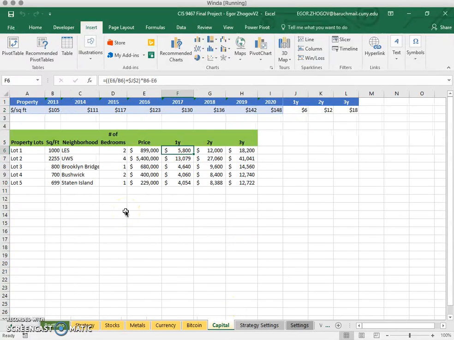Next tab is the capital. The first table here shows the prices per square foot over the last year and the estimated growth. The second table is actually the real listings from Zillow that are on sale at the moment, and their projected value growth.